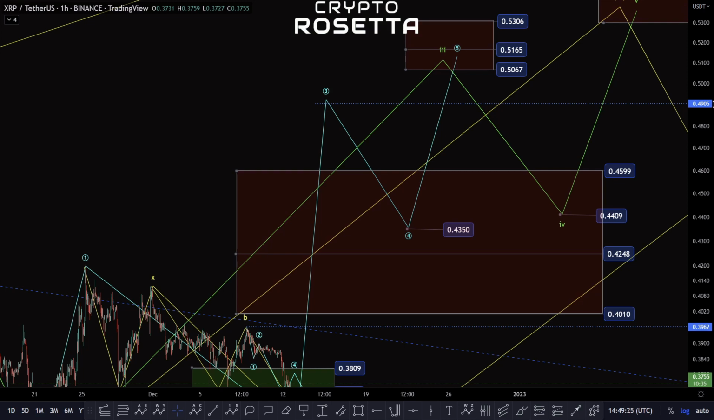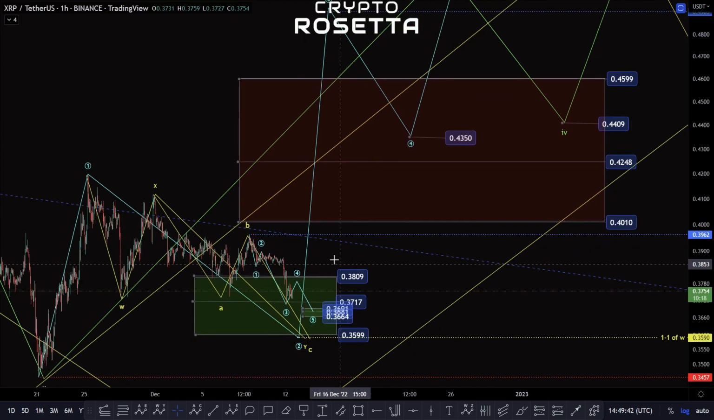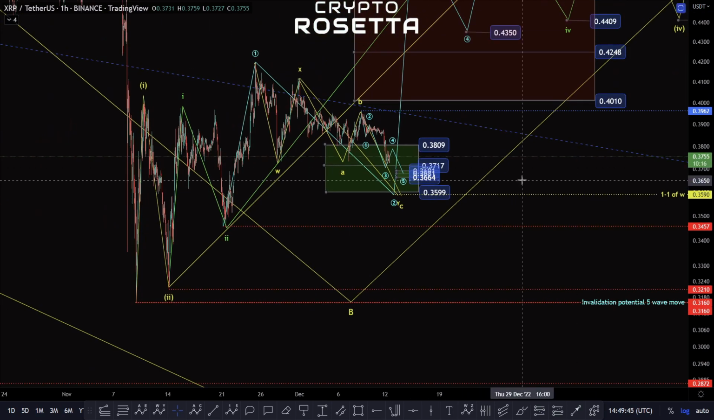coming by crossing this 0.4905 area, in which case we'd look for retracement to around this 0.4350 area, and then looking to progress up here into this box, to this 53 cent to 50 cent, roughly 50 cent 67. So that's what we'd be looking at for bullish potentials here.